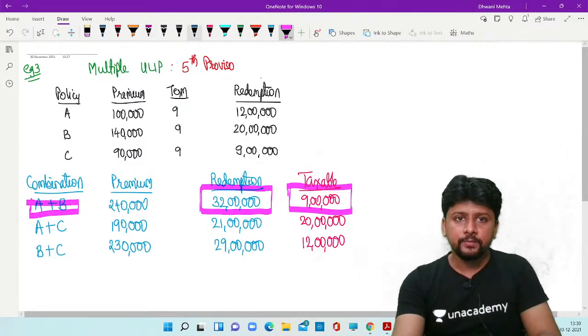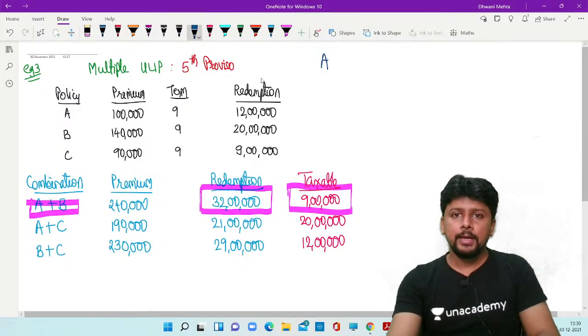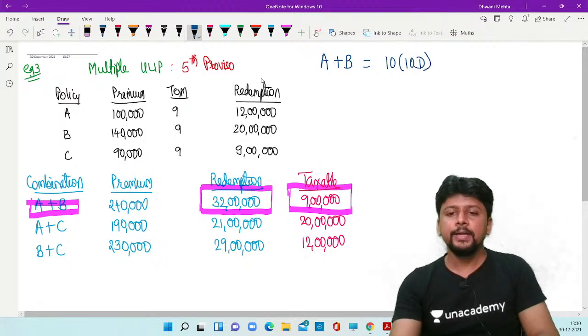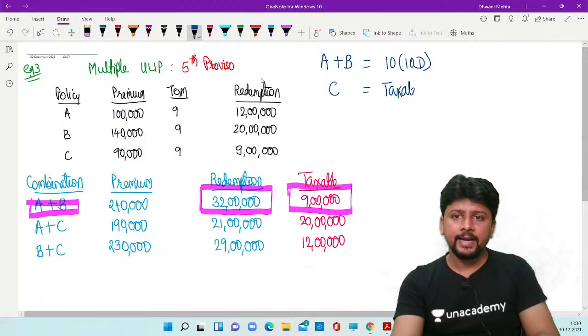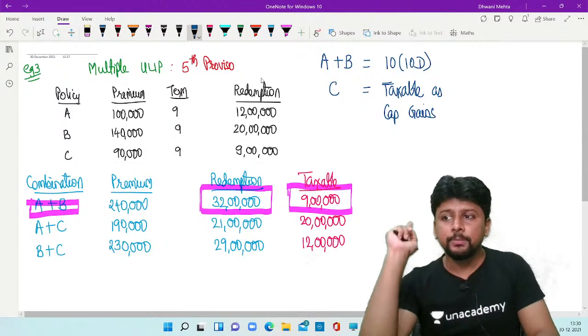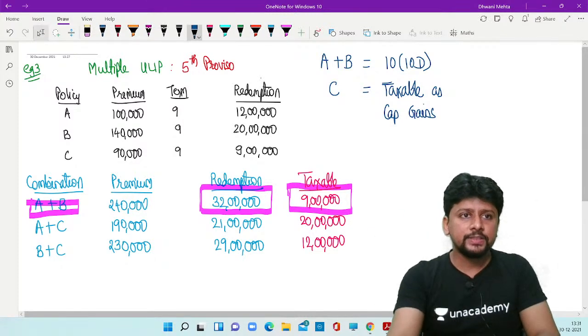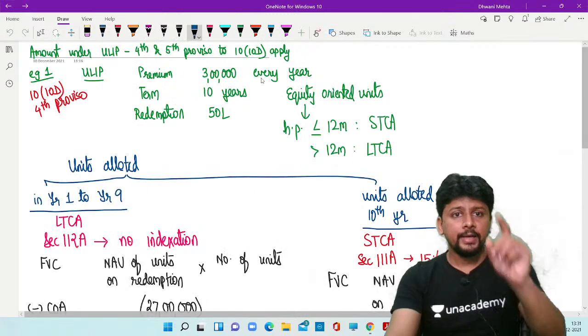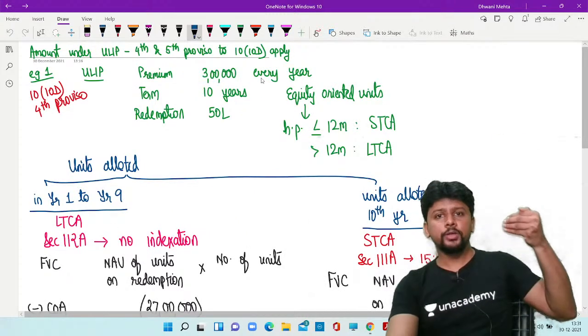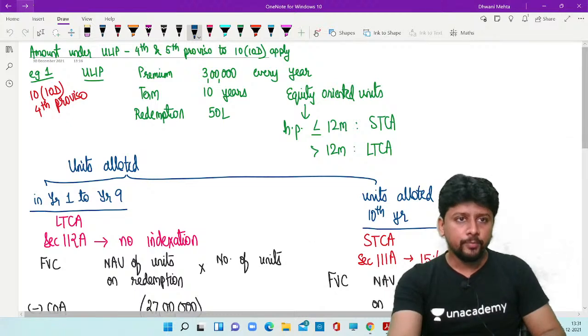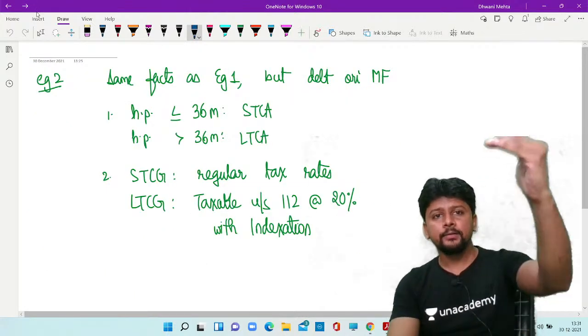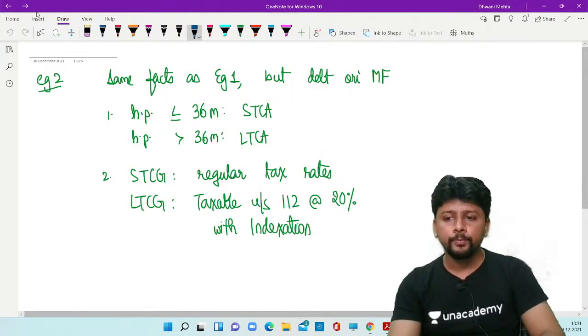It means my answer will be that A plus B, this amount is claimed as exempt under 10(10D), and policy C's amount is offered to tax, which will be taxable as capital gains. Now I will check what is policy number C. If policy number C is equity oriented, then do the computation as per example 1. If policy number C is debt oriented, then do the computation as per example number 2.